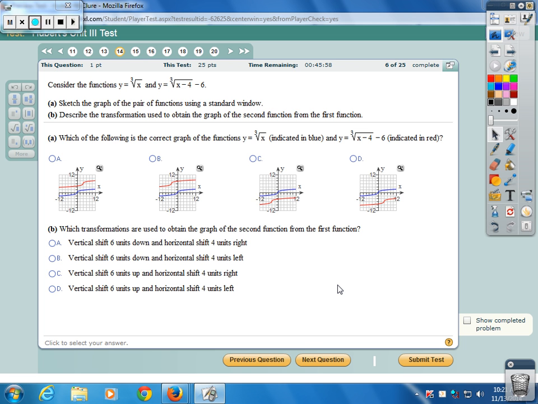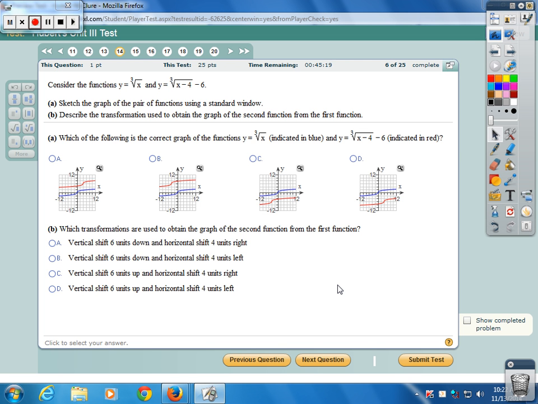What is that? A horizontal and a vertical what? Shift. So where does the cube root of x start? Well, you can take the cube root of a negative, so you've got to know what the cube root of x looks like. So just graph the cube root of x on your calculator, and then you know what the other one's going to look like, because it's got a horizontal shift of 4 to the right and a vertical shift of down 6.